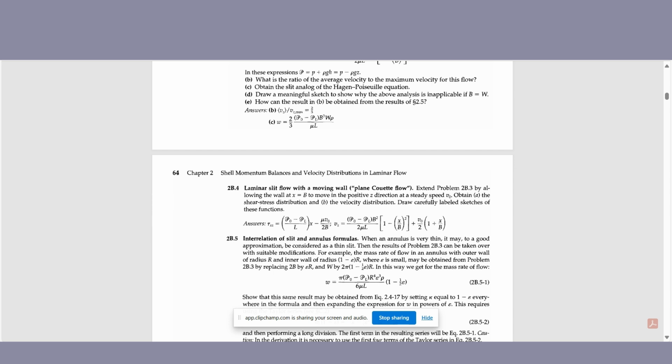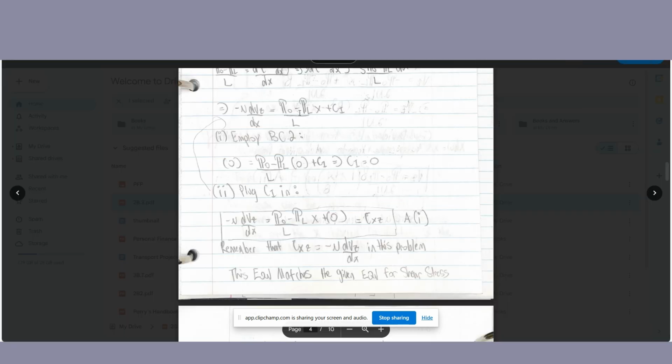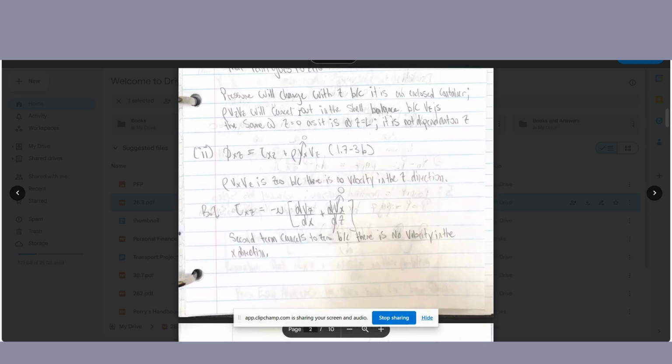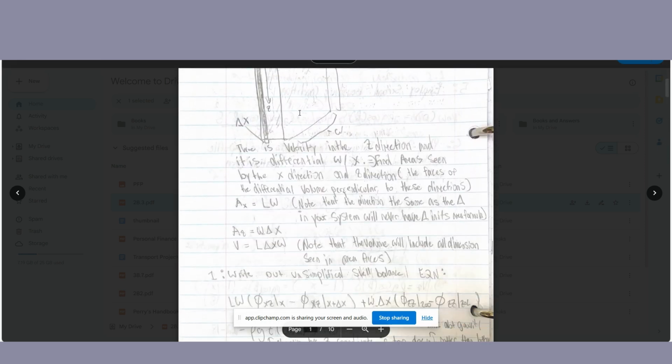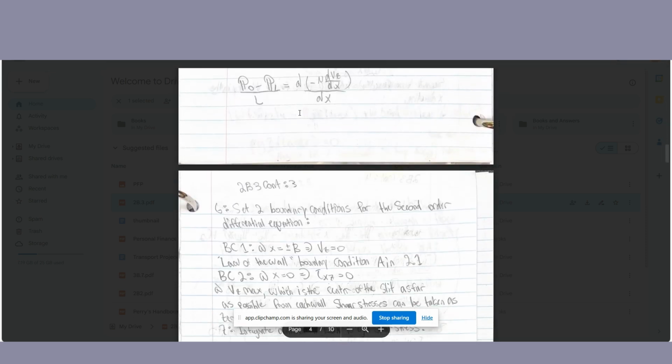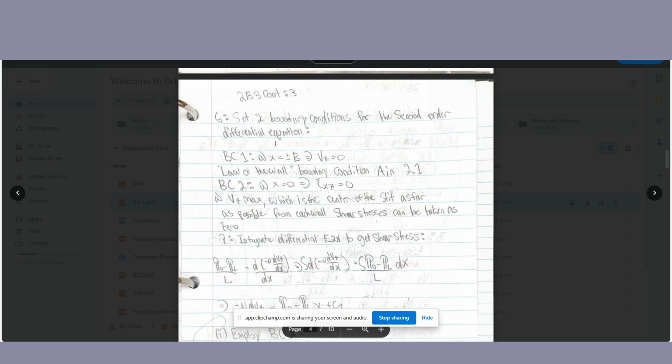So going back to 2B.3, just looking at this whole thing, all this is in the previous video about 2B.3. The only thing that you're changing here is the first boundary condition. It's going to be at x equals plus b, vz equals v0. So yeah, all the previous procedure is the same except at x equals plus b.